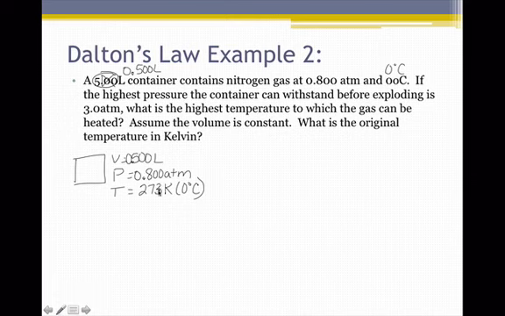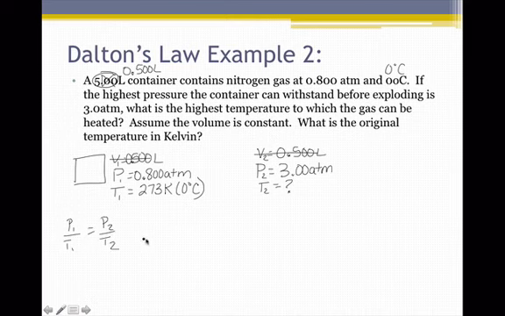So let's see. If the highest pressure the container can withstand before exploding is 3 atmospheres, so volume was constant, that means it didn't change. And then what is the highest temperature? So these are all my 2's, my seconds, these are all my first conditions. Since volume is being held constant, I get to ignore it. It doesn't change. And then we have P1 over T1 equals P2 over T2.